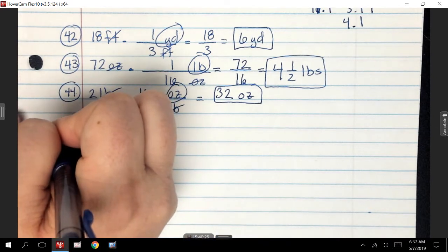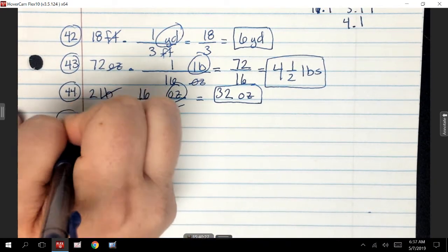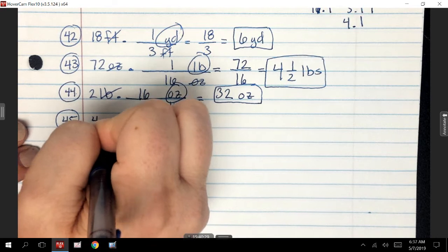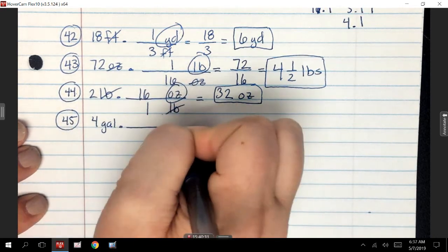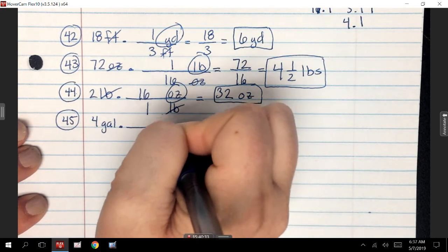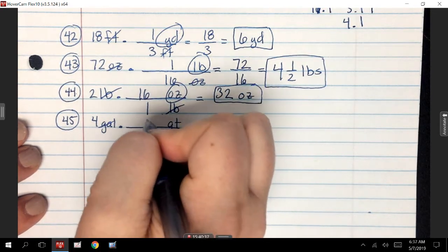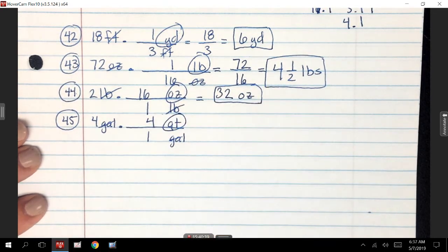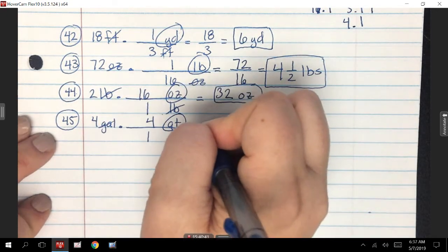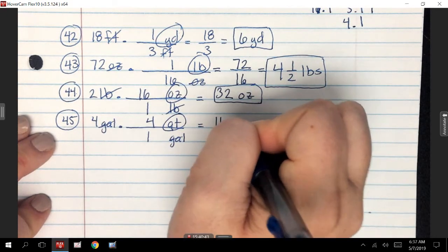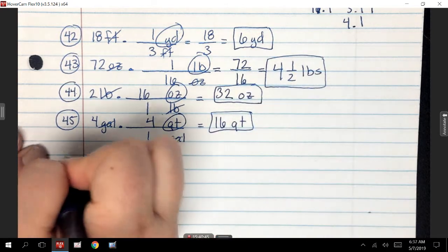All right, number 45. 4 gallons, multiplying. Gallons goes on the bottom. Quarts goes on the top. I know that 1 gallon has 4 quarts. So on the top, I can see I just have 2 numbers to multiply. 4 times 4 is 16. Quarts should be my answer.